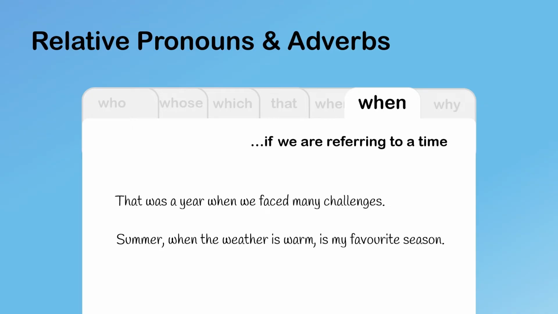You might have noticed that in the first sentence, the relative clause provides essential information, making it a defining relative clause. In the second sentence, the relative clause is non-defining. It provides additional information not necessary to understand the sentence.